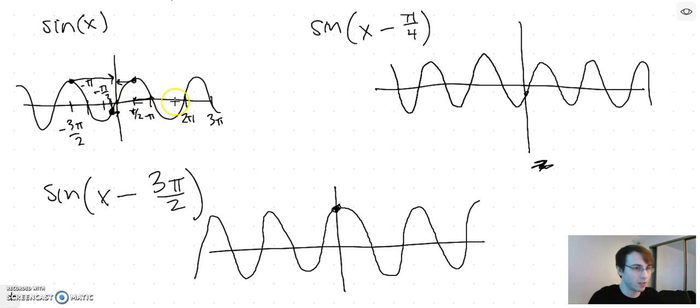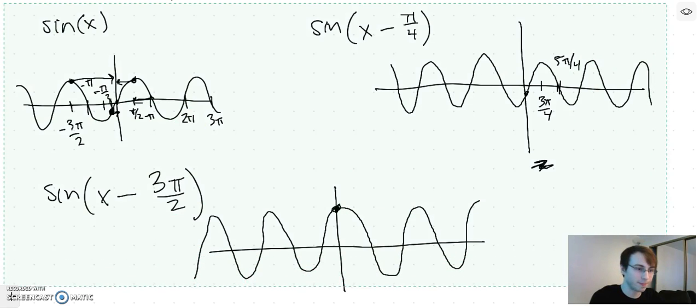So this pi over 2 that used to be pi over 2 is now 3 pi over 4. This pi is now 5 pi over 4, and so on. One thing you may have noticed is that this looks exactly like a cosine graph, right? And yes, it is. Sine is just a phase shift of cosine, or cosine is just a phase shift of sine. You can think about it either way. They're just shifted horizontally a little bit.